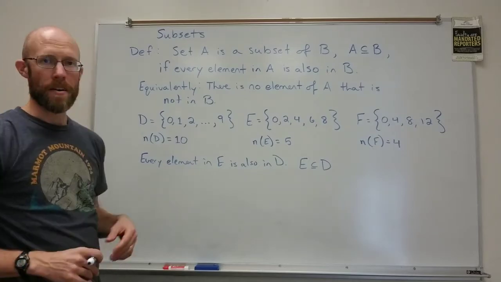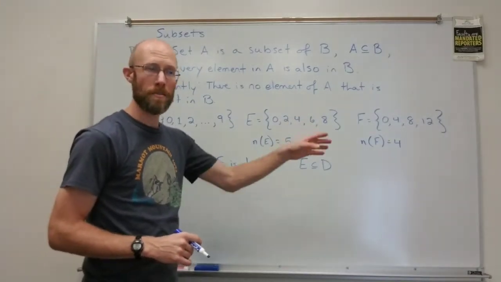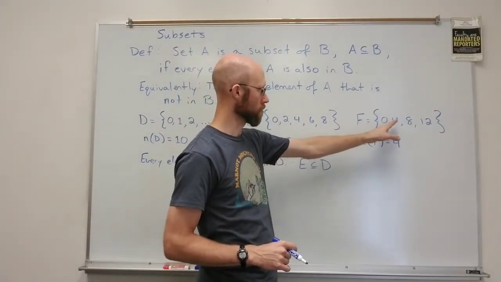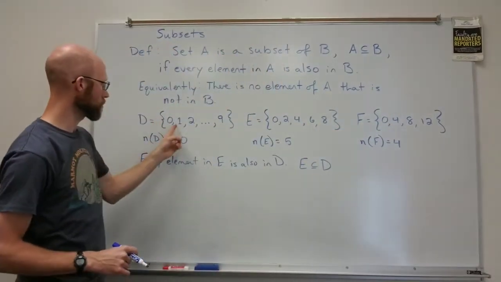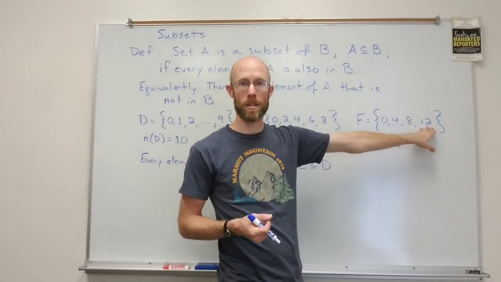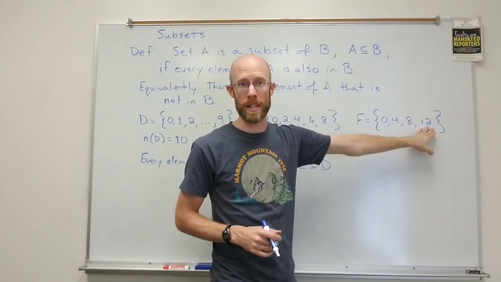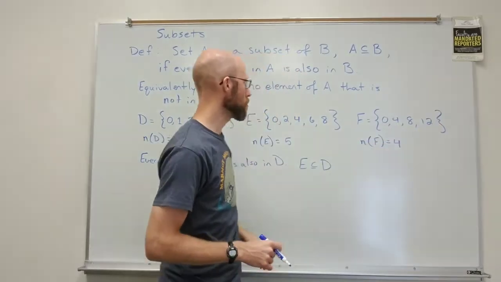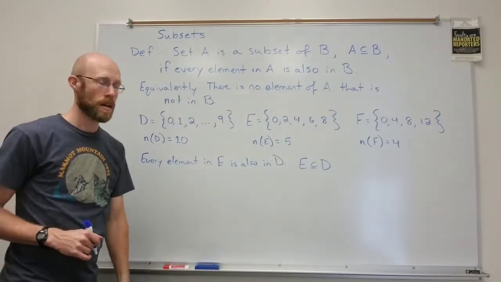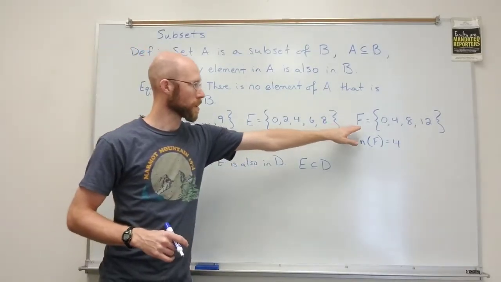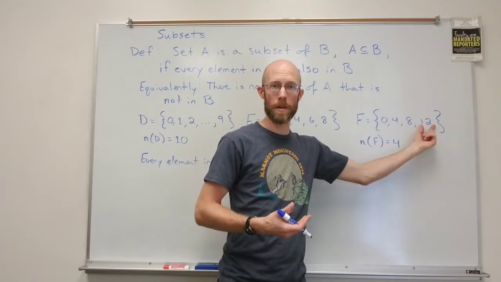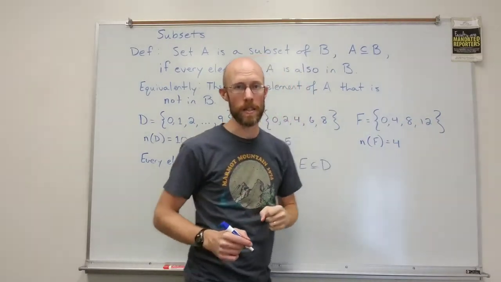Now let's take a look at F for a moment. Let's compare F to D. F has the digits 0, 4, 8, which are also found in D. However, it has the number 12, which is not a digit. It's a multiple of 4, but it's not a digit. So 12 is not an element of D. Therefore, F cannot be a subset of D because it contains an element that is not in D.